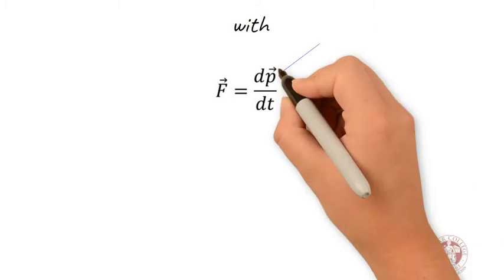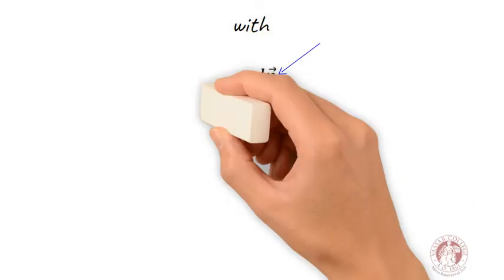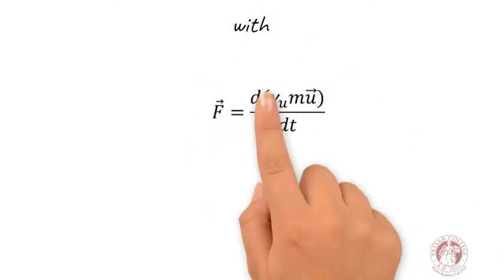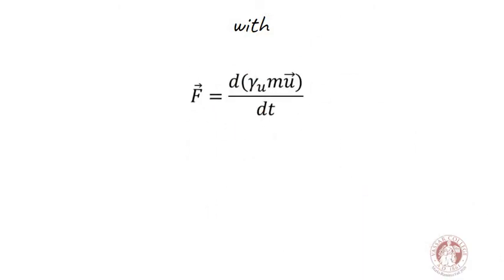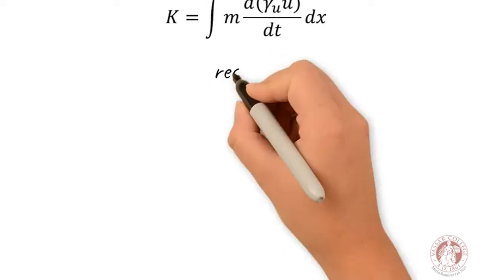Also, we know that the force is defined as the derivative of the momentum with respect to time. But, in the previous video, we saw that the relativistic momentum differs from the classical by the relativistic factor. Then, if we insert this into the last equation, we have the following. Finally, the relativistic kinetic energy has the following form.